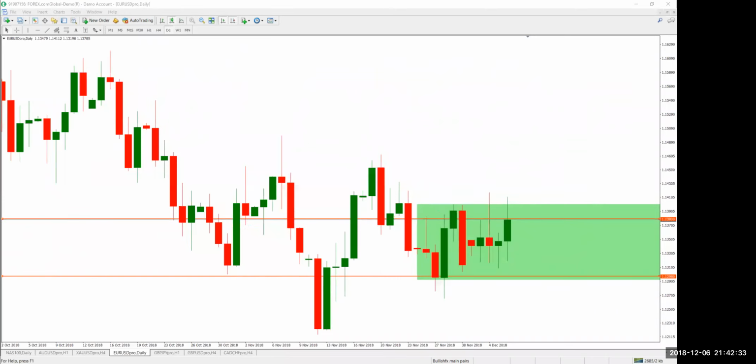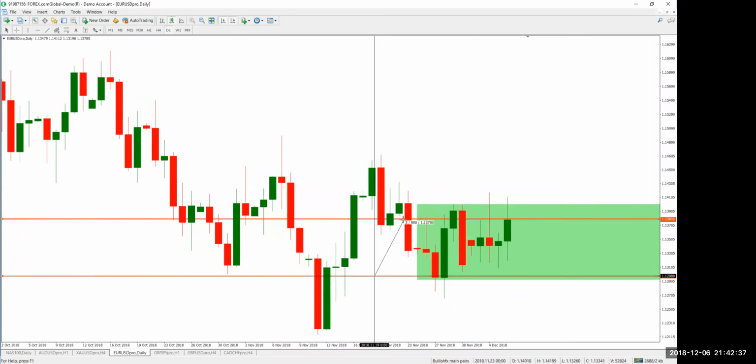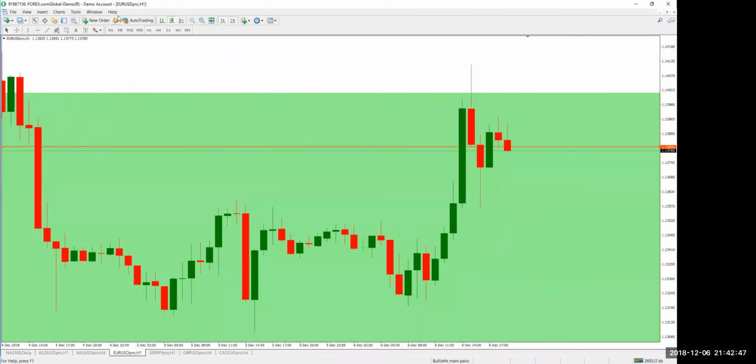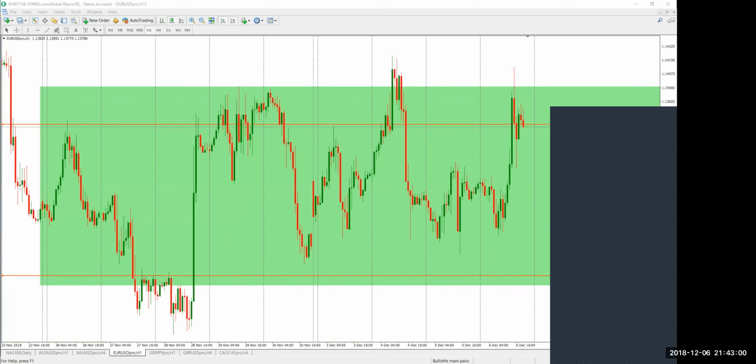Don't forget, guys, how many pips are in this range? That's a range of 82 pips. Now, once I have the range defined, I'm going to go down to H1. Let me zoom out. Can you see what's happening now on H1? Now let's see, when was Friday? Last Friday was the 30th.